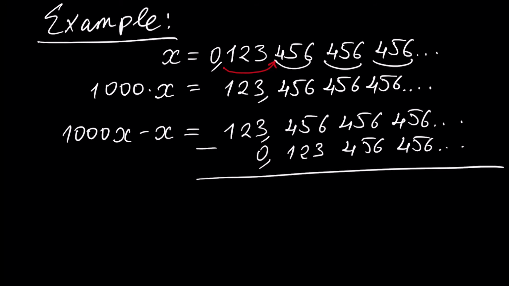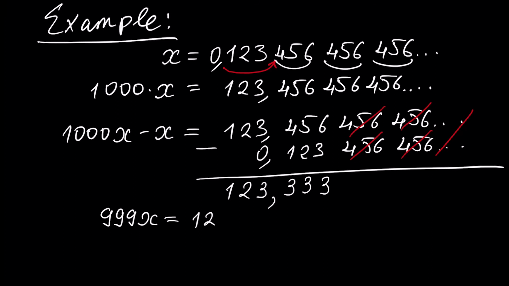If we subtract the second number from the first, we see that the infinite tails of these two numbers offset each other, and we will have no tail as a result. So here we have 6 minus 3 is 3, 5 minus 2 is 3, 4 minus 1 is 3, here is 3, 1, 2. So as a result, we have 1000x minus x, which is 999x, is equal to 123.333.